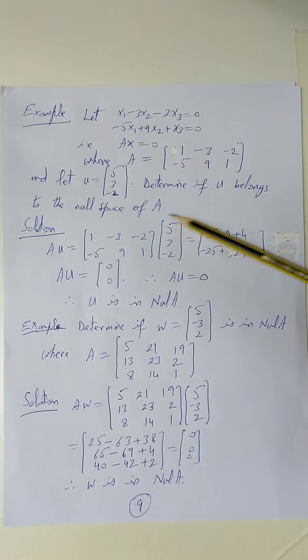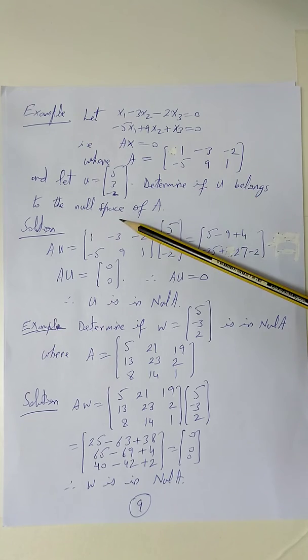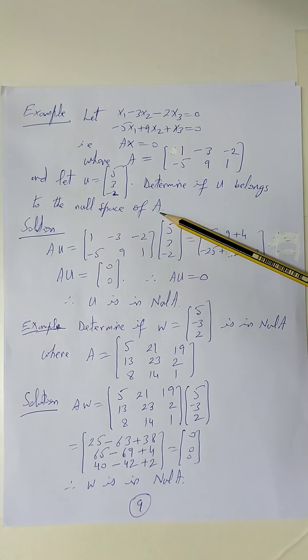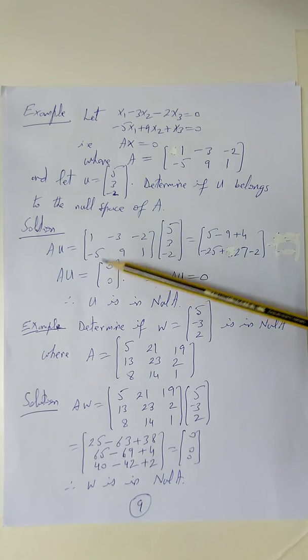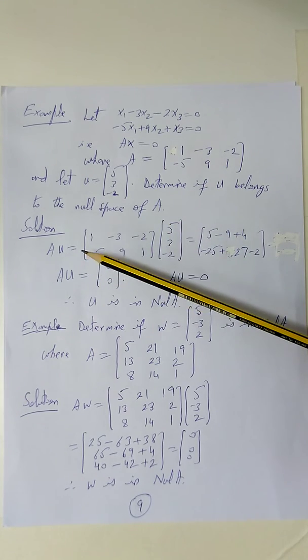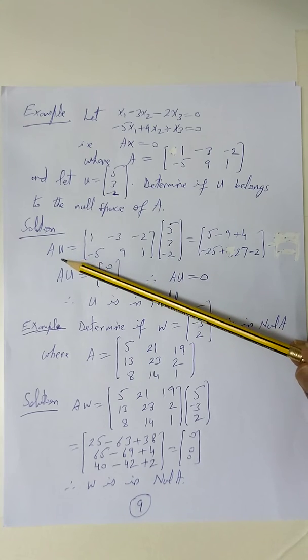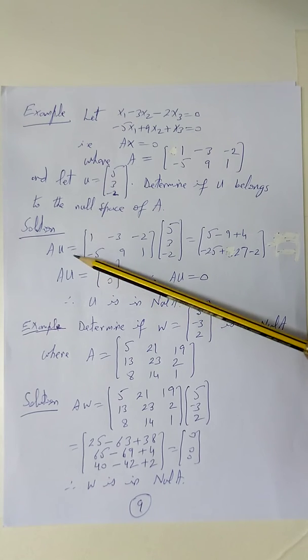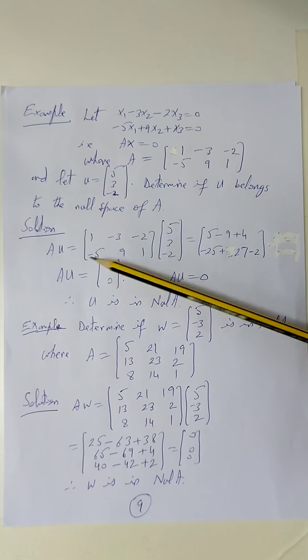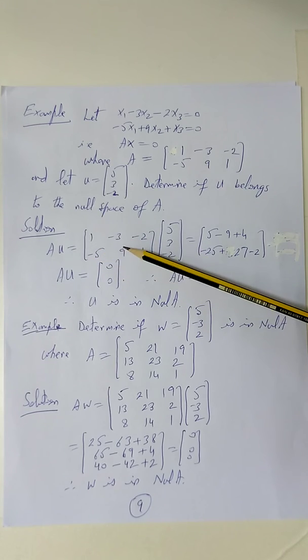So we want to check if u belongs to the null space of A or not. As I said in the beginning, by definition, if you multiply A with u and your answer is 0, then it is in null A. Now we will do the same thing: you multiply A with u.